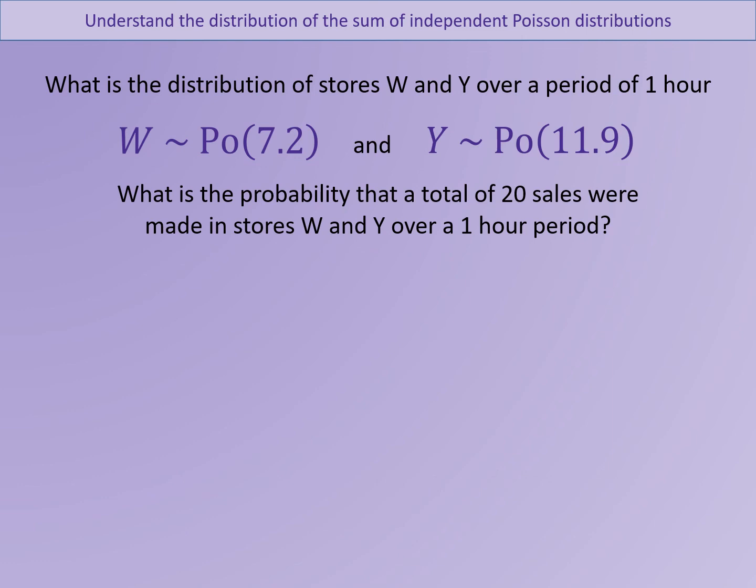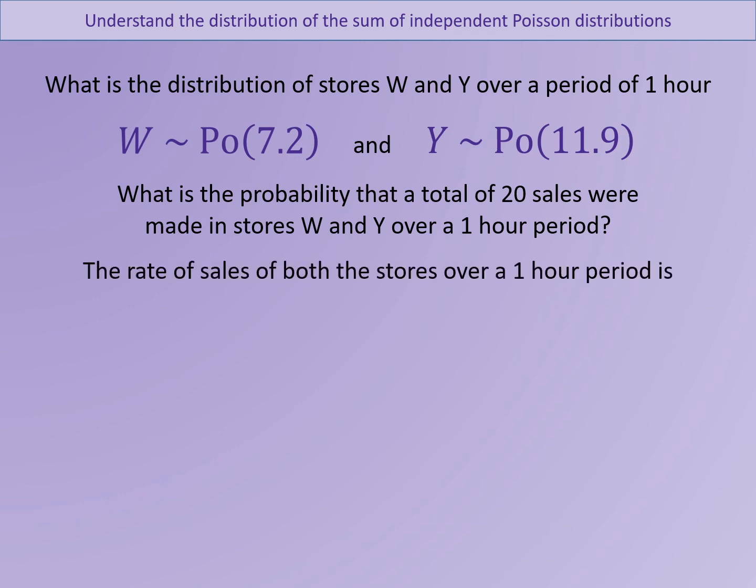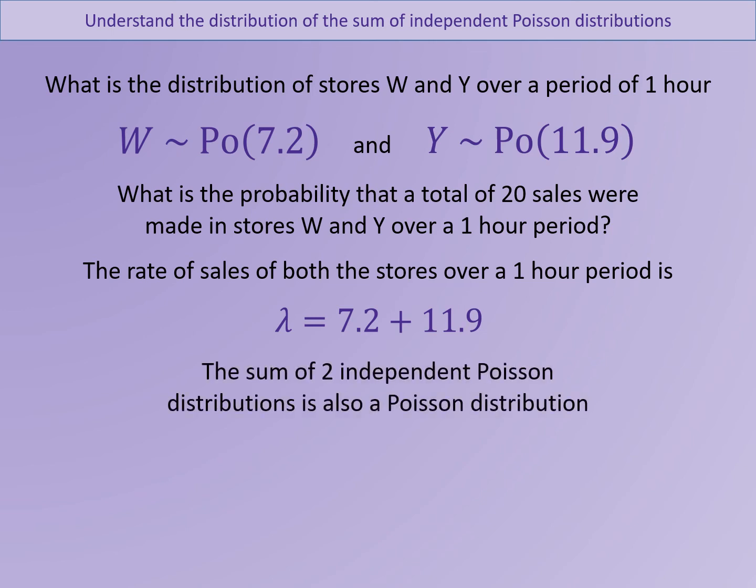Suppose we were going to add together the total sales in an hour in store W and store Y, and we wanted to know what the probability that that total was 20 would be. Because the rate of sales for both stores is over the same time period, 1 hour, we can combine them together. So lambda for the combined stores would be 7.2 plus 11.9.